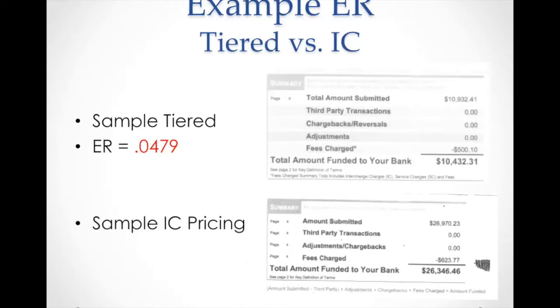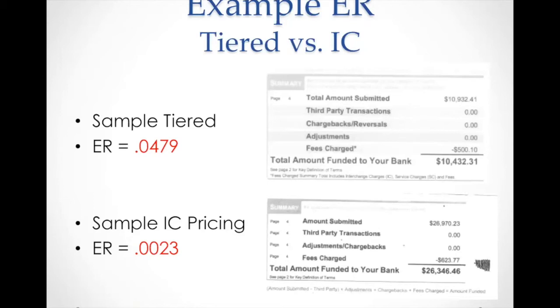This is an example of interchange pricing. These two statements are from the same type of business. They're both automotive. The one on the bottom has slightly higher fees, but they have more than double the amount of processing. Okay? If you do the math on this one, their effective rate is 2.3%.